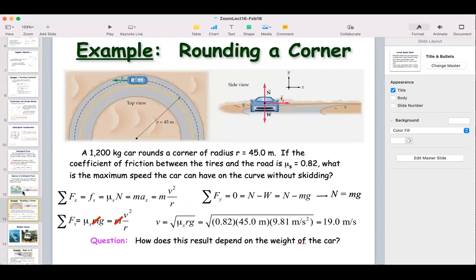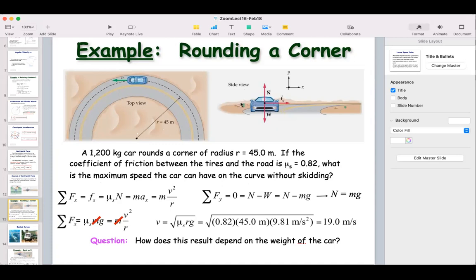So let's see an example that makes it easier for all of us to understand better. Here, for example, we have a 1,200 kilogram car that rounds a corner of radius 45 meters. If the coefficient of friction between the tires and the road is this one, what is the maximum speed the car can have on the curve without skidding? Here you see the car is going in a circular motion around the center with radius r, and the velocity is the tangential velocity.